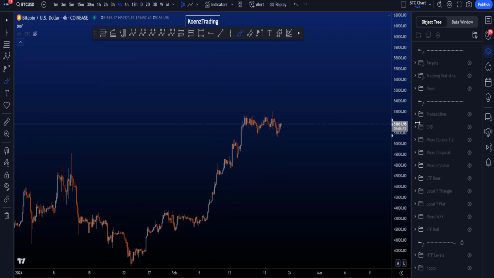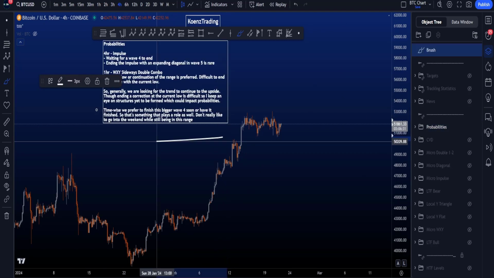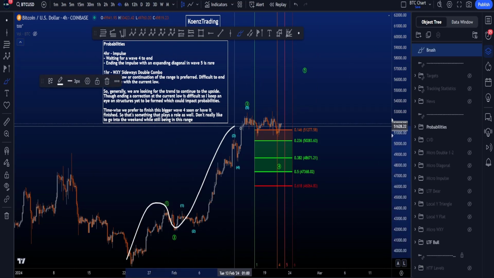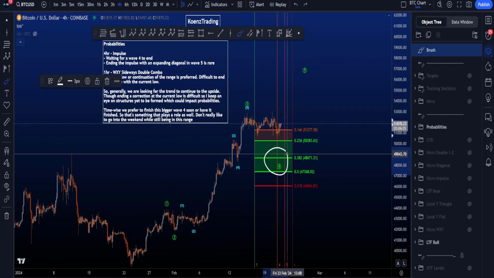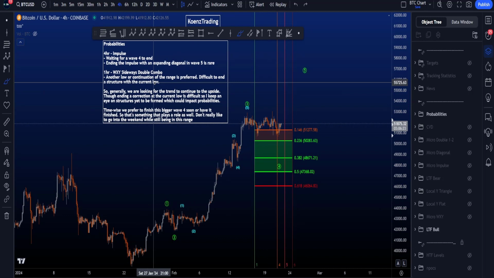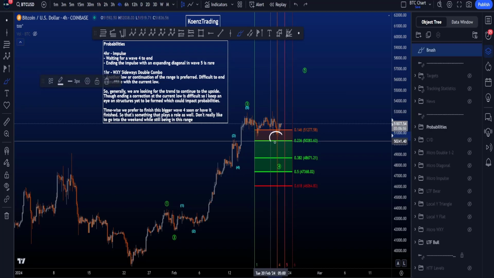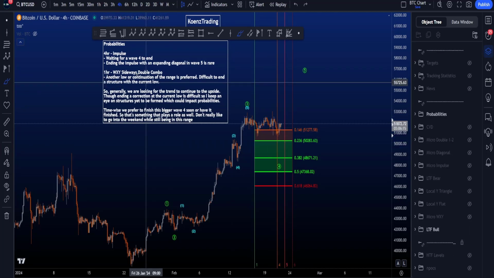So if we then look at the probabilities of the different scenarios, then on the 4-hour time frame, the highest probability is that we are in an impulsive structure, a 5-wave move where we're looking for this wave 4 to finish and move towards the upside. This wave 4 might already have ended over here, but that depends on the structures we get locally, because at the moment it's quite difficult to end the structure there.